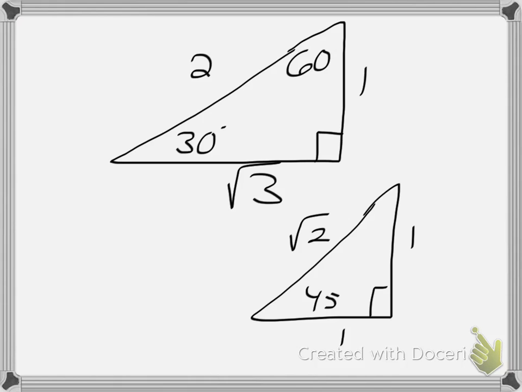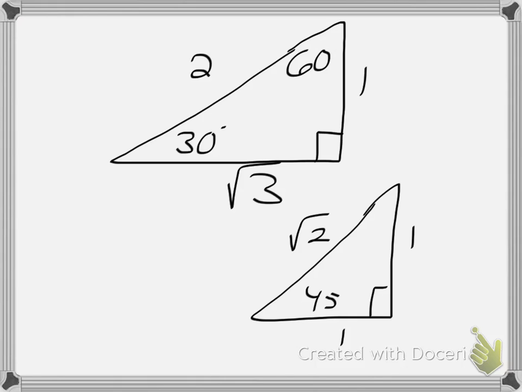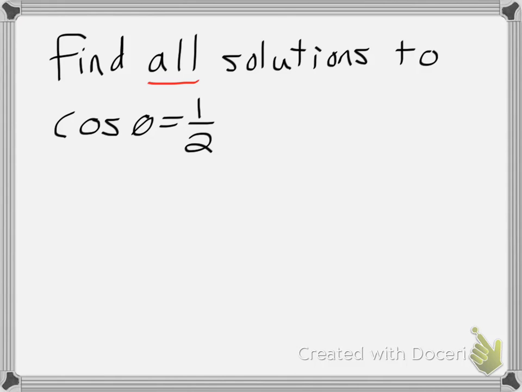In this case, I want to look at what angle measure I could use for cosine that will give me 1/2. Cosine being adjacent over hypotenuse, I can use my 60 degrees. So I can say that one of my solutions will be pi over 3. We want to put this in radian measure.